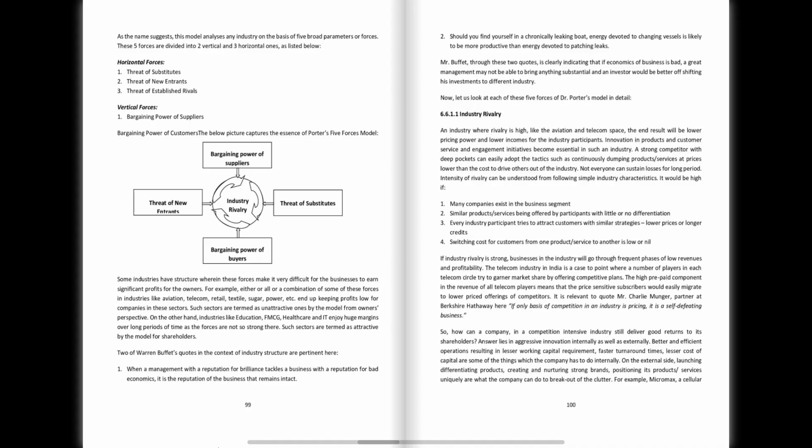So, how can a company in a competition-intensive industry still deliver good returns to its shareholders? The answer lies in aggressive innovation internally as well as externally. Better and efficient operations resulting in lesser working capital requirement, faster turnaround times, and lesser cost of capital are some of the things which the company has to do internally. On the external side, launching differentiating products, creating and nurturing strong brands, and positioning its products/services uniquely are what the company can do to break out of the clutter.